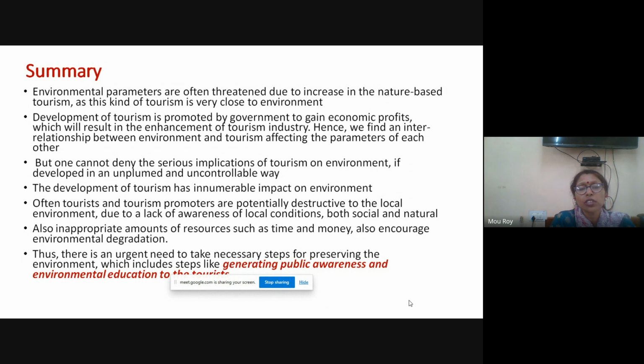And often tourists, as well as tourism promoters, as well as the travel agents, they also become very destructive in nature to the local environment. There's a lack of awareness, lack of communications, and so it has to be taken care of. And inappropriate use of resources such as time, money also encourage environmental degradation, because you have deforestation, especially like hilly areas and all. During the rainy seasons you'll find deforestation.